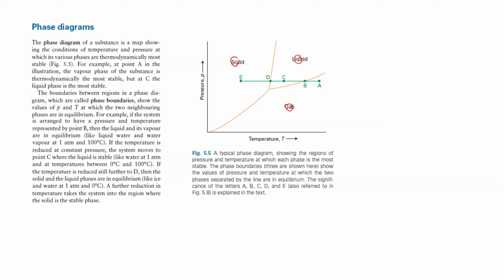The boundaries between regions in a phase diagram are called phase boundaries, and they show the values of pressure and temperature at which two neighboring phases are in equilibrium. So along the phase boundary lines, we have equilibrium processes taking place. For instance, on this phase boundary between the gas and solid phase, if you had a temperature and pressure lying right on that line, you'd have an equilibrium between solid and gas phases.